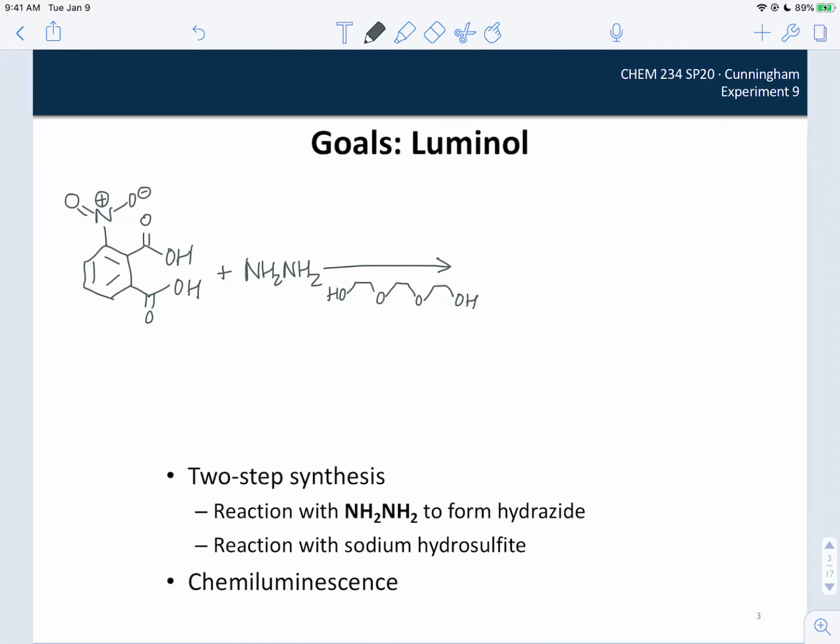So we're going to take our 3-nitrophthalic acid, hydrazine, triethylene glycol, and we're going to heat this up to approximately 210 to 215 degrees.